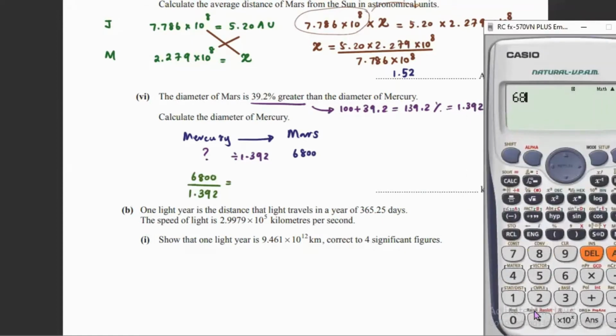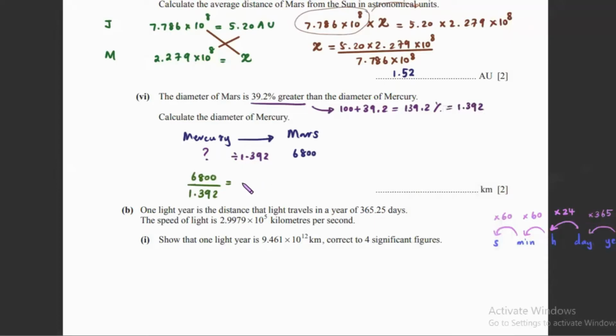So 6,800, I'm going to divide it by 1.392. So this is equal to 4,885.06, which is correct to 2 decimal places. So 4885.06 kilometers. This is what we get.